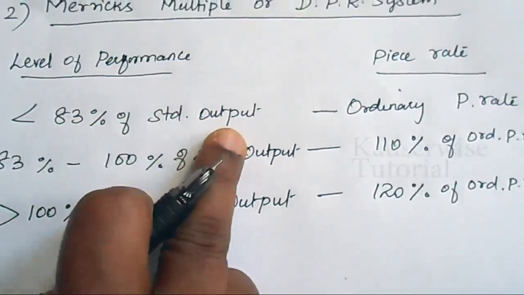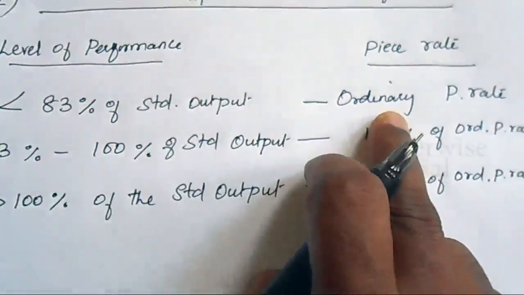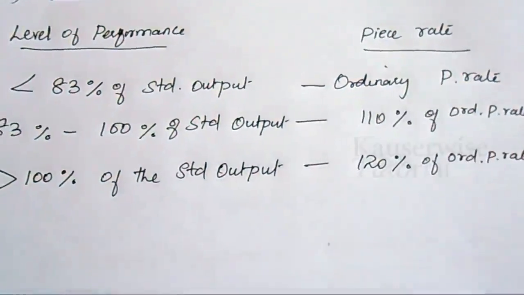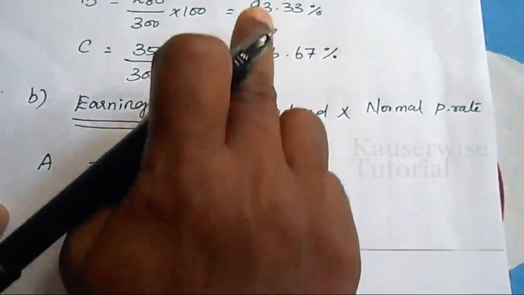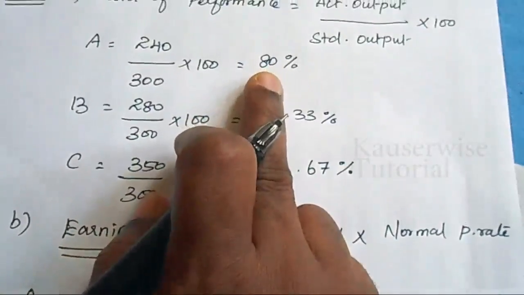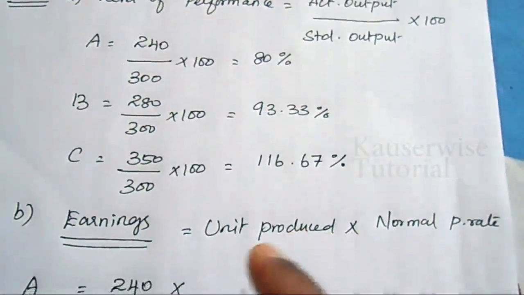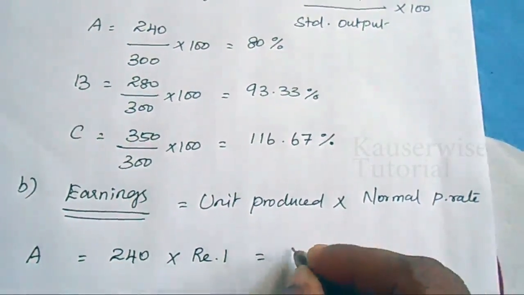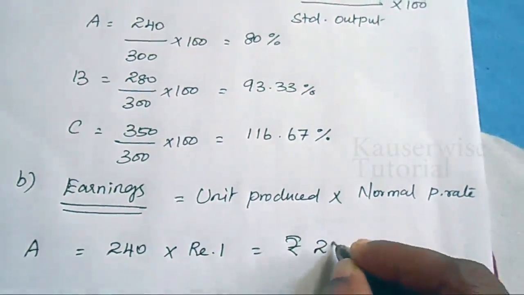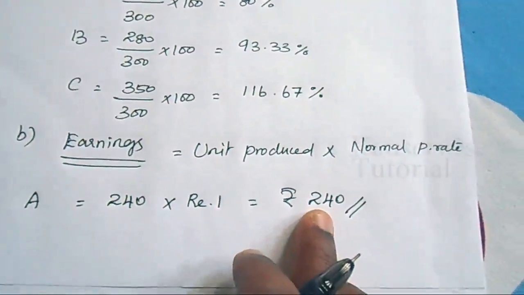If the employee's performance is less than 83%, he will be entitled to get only the ordinary piece rate. So ordinary piece rate is 1 rupee. No. So his performance is 80%, which means below 83%. So he is entitled to get only the normal rate, that is 1 rupee. What is the answer? Rupees 240. That's all. For A, 240 is the wage.